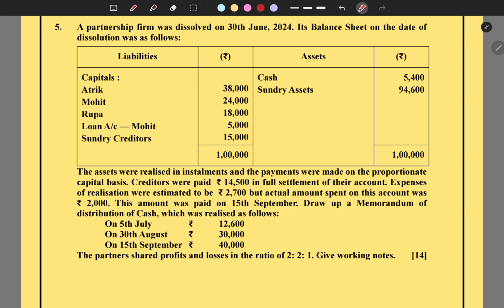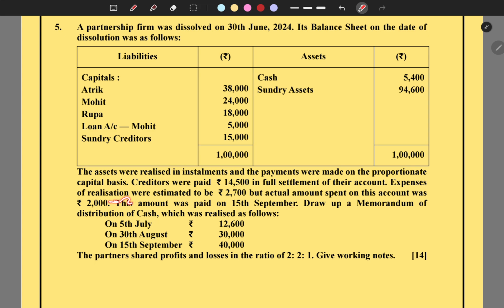Creditors give us 500 of discount, and the expenses of realization were made, which is 2,700, but the actual amount realized later is 2,000. So we have to remove the 2,700 from the 5,400. Later we have to add back the 700, since it was later realized that the actual expense is 2,000, so we add it back at the last installment. This is the realization saving. Then the amount was paid on 15th September, and we draw up a memorandum of distribution of cash.